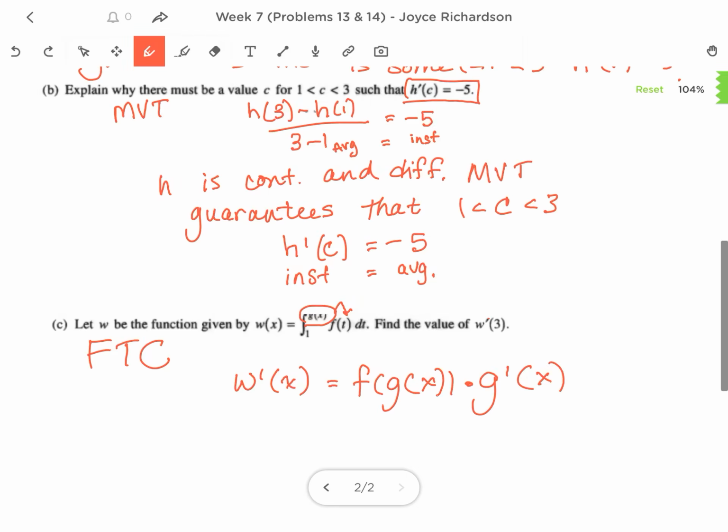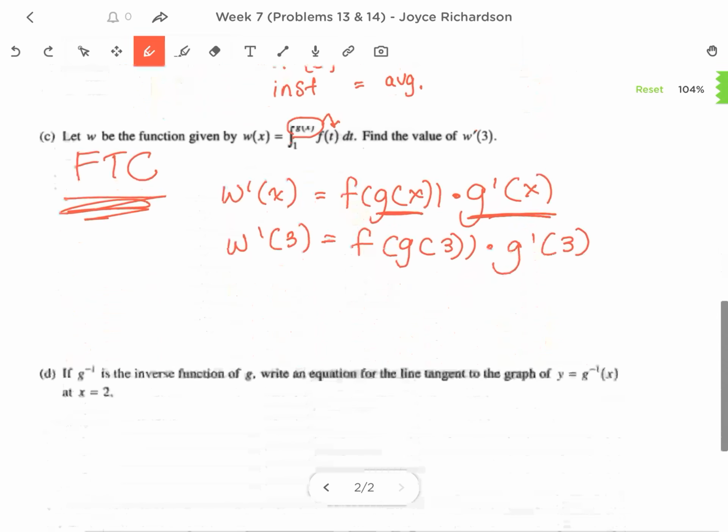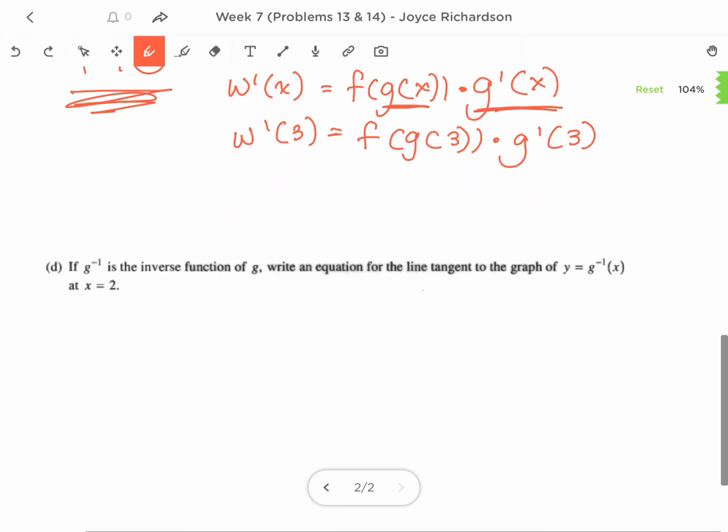A lot of people got 6 on this. No, no, no, no, okay? Remember, you're taking the derivative, you're getting rid of the integral, you're plugging in g of x here, and then you're multiplying. This is the chain rule, okay? So now W prime of 3 is f of g of 3 times g prime of 3. If you're taking the derivative of an integral, the integral is gone, but now you have to plug in that upper bound for t. You can get that value on your own.